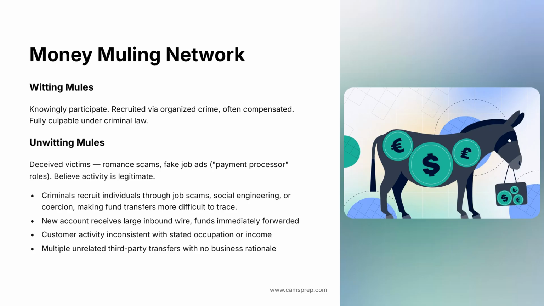Money mule networks rely on intermediaries to move illicit funds and create distance between the criminal and the money. Witting mules knowingly participate. They are recruited through organized crime and are fully culpable under criminal law. Unwitting mules are deceived victims, lured through romance scams or fake job advertisements offering payment processor roles. They genuinely believe their activity is legitimate.